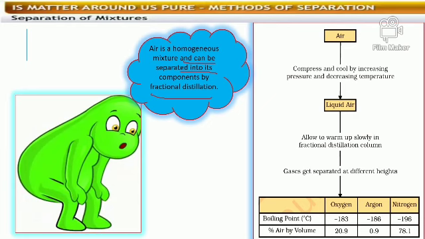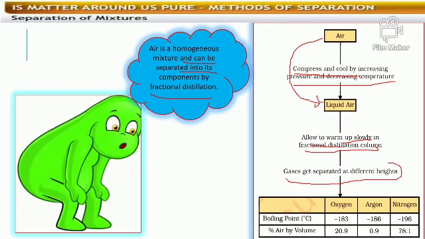So what happens in this process? The air is compressed and cooled by increasing pressure and decreasing temperature. So first of all, when we increase pressure and decrease temperature, definitely the air is converted into liquid form. And then the liquid air is allowed to warm up slowly in the fractional distillation column. So what happens then? The gases get separated at different heights.